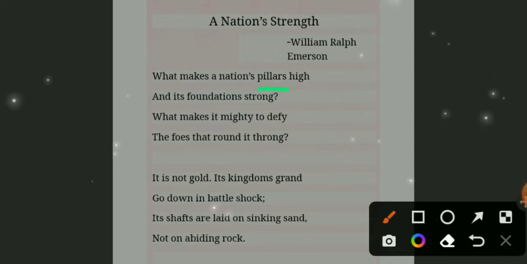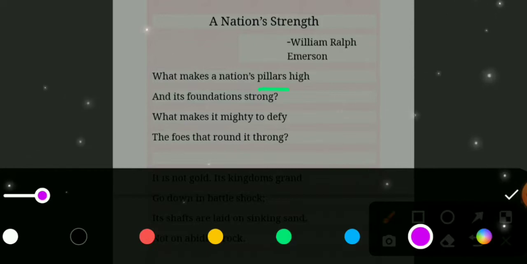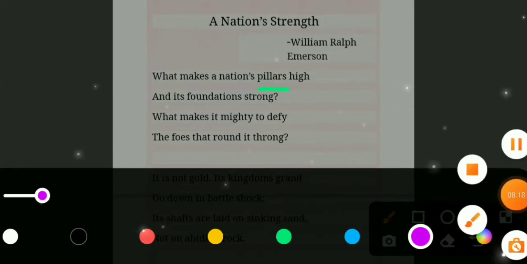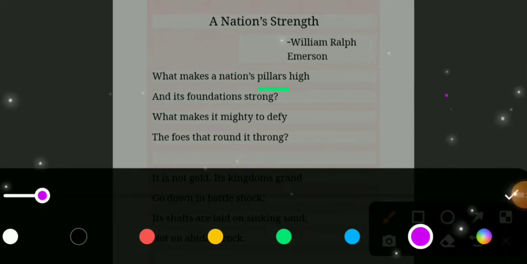in the first stanza you are looking at... wait a minute.